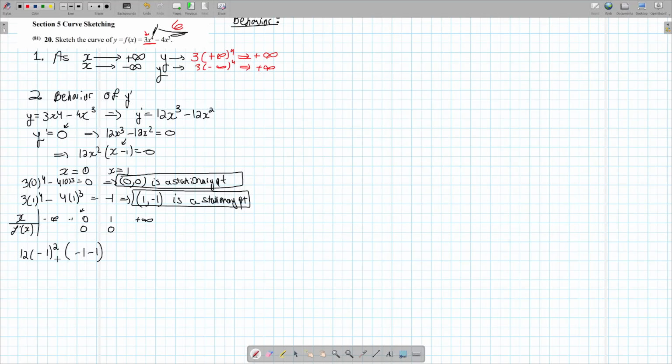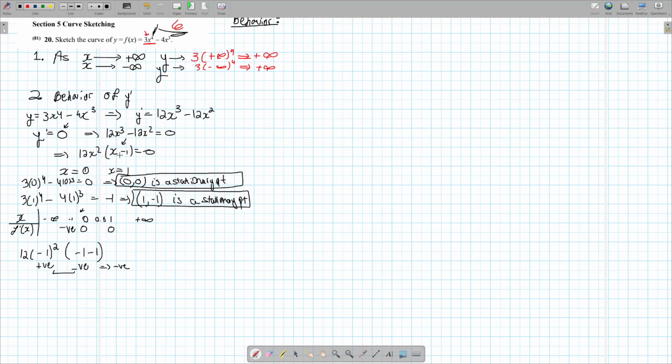Why I'm doing this, I'll show you now. 12 times negative 1 squared is positive. But negative 1 minus 1 is negative. Positive times negative is negative. That means here it's going to be negative. Okay? Try a point in between 0 and 1. You can try, for example, 0.5.